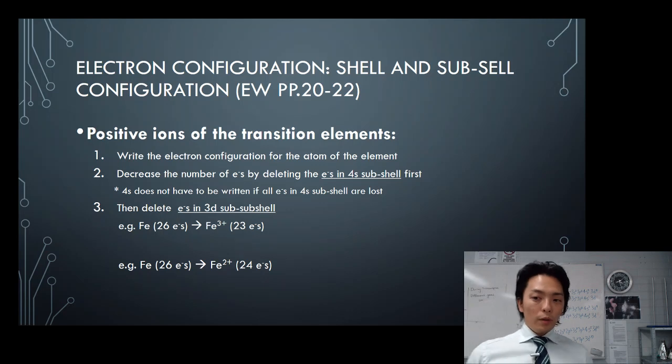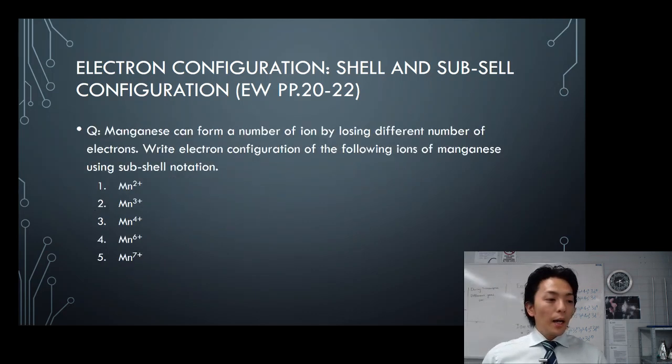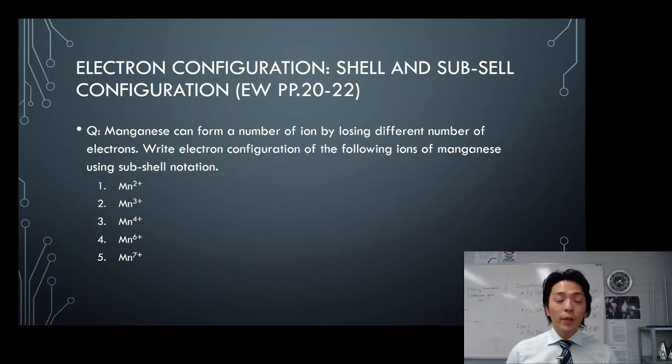Now there are more examples that you can do, like manganese here. So have fun with this one. Manganese can form a number of ions by losing different numbers of electrons. So it can vary from 2 plus, 3 plus, 4 plus, 6 plus, 7 plus. It all causes different color changes. So I might even show you how the color changes from purple to green to yellow and things like that. I'll do that in a demo, but until then, can you try practicing writing the electron configuration of these ions using subshell notations? That's it. See you later.